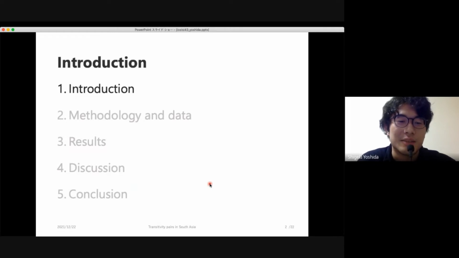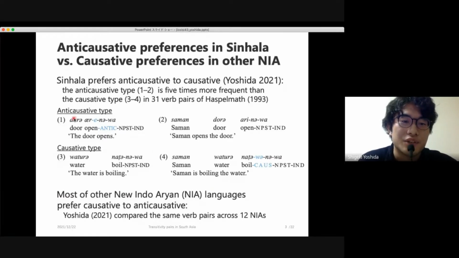Okay, let me first talk about my introduction. Here, I will introduce my previous work, which observes different coding preferences between Sinhala and other New Indian languages. First, Sinhala prefers anticausative to causative. Anticausative type is illustrated in the verb pairs 1 and 2, where the non-causal verb in 1 is derived from the causal verb 2 by adding the anticausative suffix a. On the other hand, causative type is illustrated in 3 and 4, where the causal verb in 4 is derived from the non-causal verb by adding the suffix "ver."